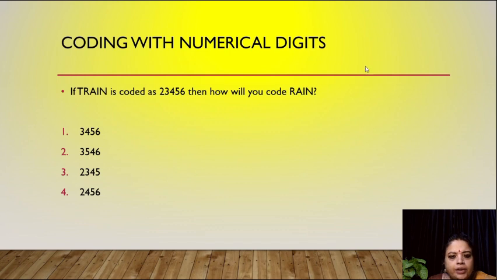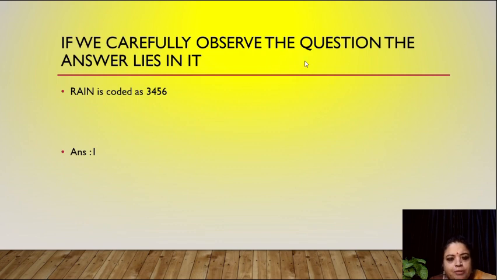Now we can find out the next type, that is coding with numerical digits. So if TRAIN is coded as 2, 3, 4, 5, 6, then how will you code RAIN? Just in this question itself, the answer is hidden because TRAIN has got RAIN inside it. So you can see the options are also given. If we carefully observe the question, the answer lies in it itself. So from that, RAIN can be directly decoded as 3, 4, 5, 6. The answer comes out as 1.